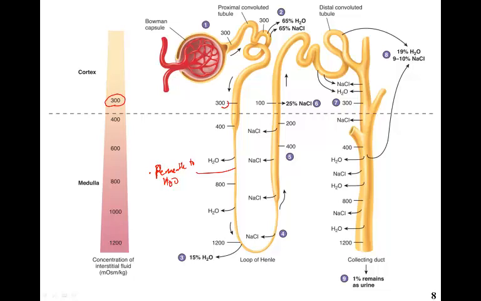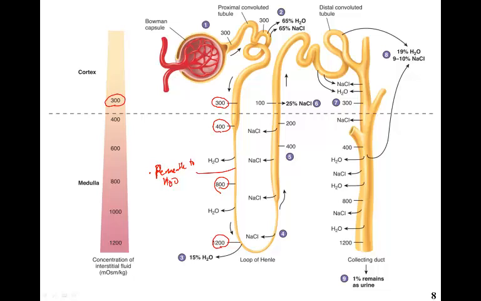So again, by the end of the PCT, the osmolarity is 300. Well, you start to dip into the thin descending loop of Henle. You start to go down into the medulla, and you'll see the osmolarity start going up and up and up. It basically matches the osmolarity of the interstitial space, because water can pass out. Okay, so that's what happens in the thin descending limb.